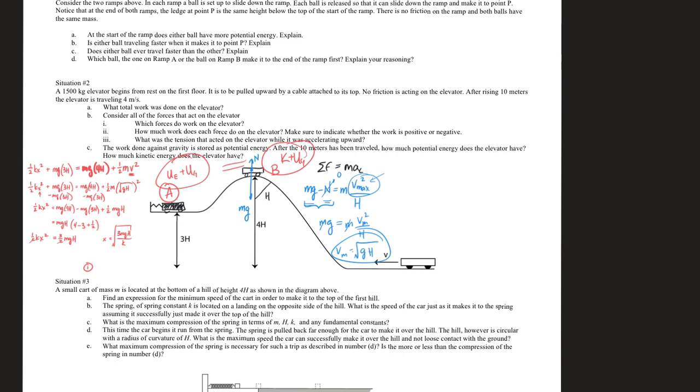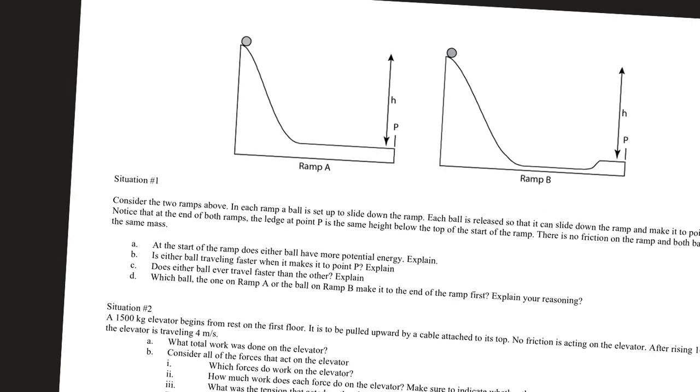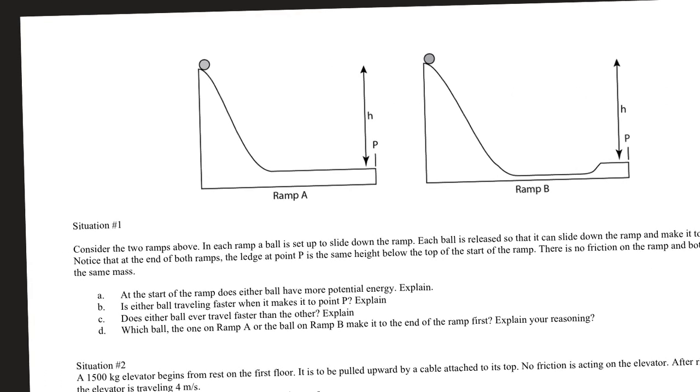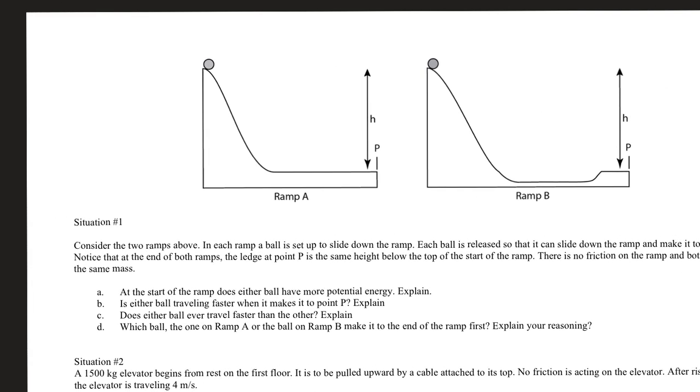All right. Next. Situation 1, question D. Which ball, the one on ramp A or the ball on ramp B, makes it to the end of the ramp first? Explain your reasoning.